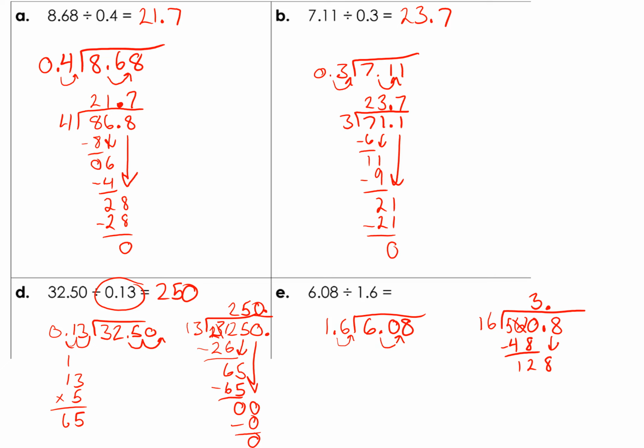Okay, 16 into 128. Well, 10 times 16 would be 160. That's about 40 too big, so I'm going to try 8. 16 times 8. 8 times 6 is 48. And that would be 128 right on, so it's 8. Already did 16 times 8 right here, so I know it's 128. Subtract. Gives me 0, so my answer for this one, 3.8.